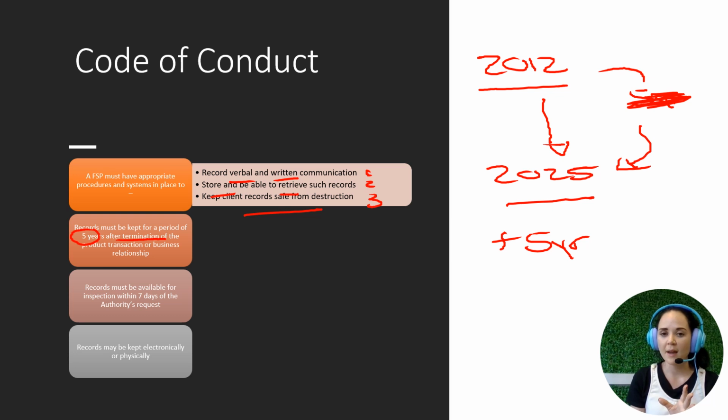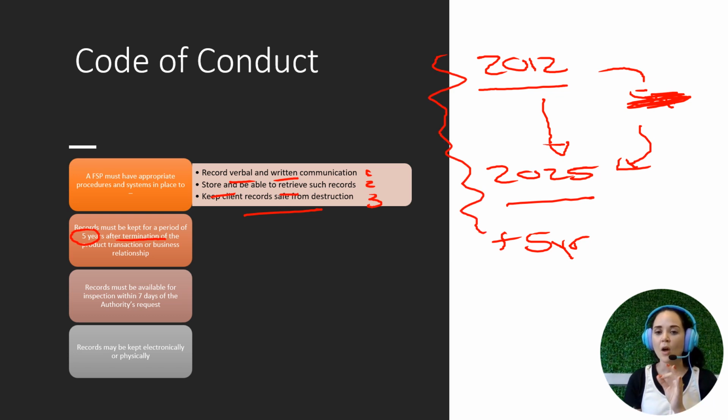So this is where my little scenario comes in. Only once I am no longer your client or my product is no longer active, that is when the 5-year record keeping time period starts, right? Then it says records must be available for production within 7 days of the authority's request, 7 normal days, Monday to Sunday, public holidays included. And then our records can either be kept electronically or physically. It does not matter as long as they are safe from destruction.